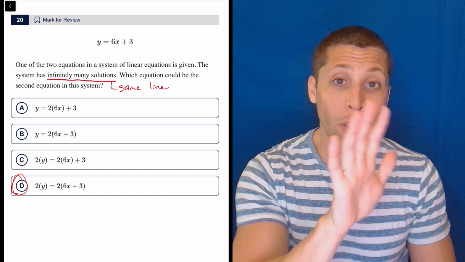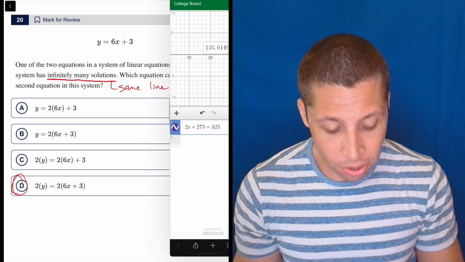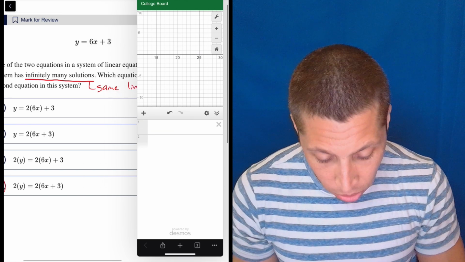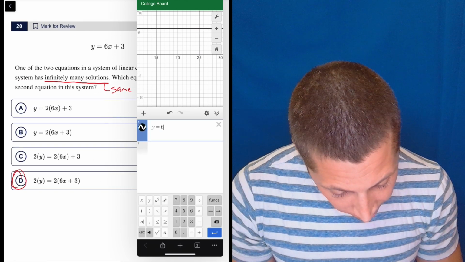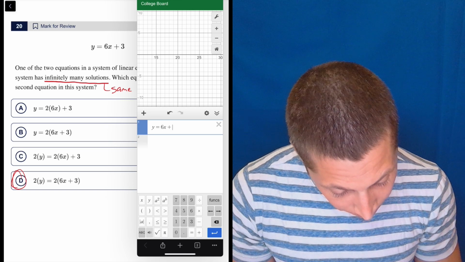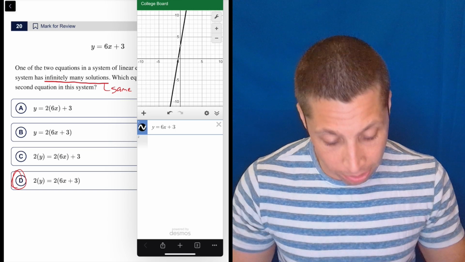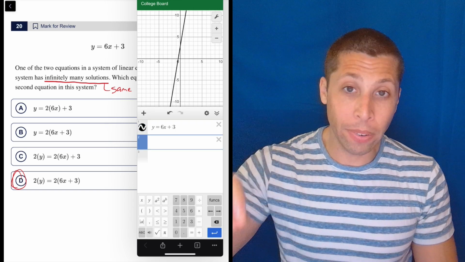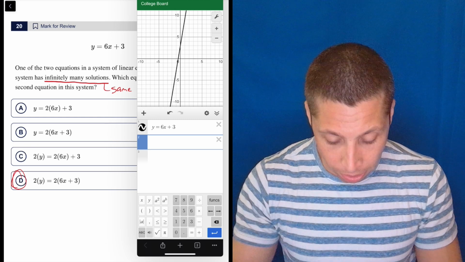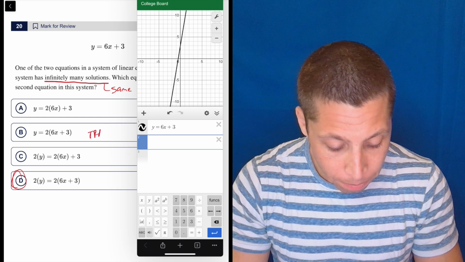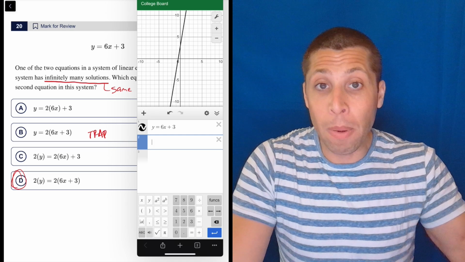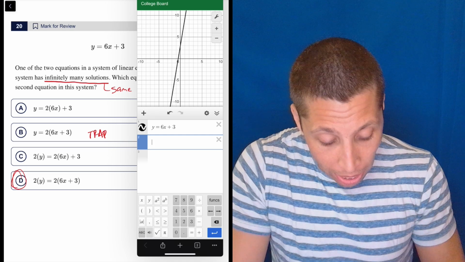But here's the thing. No matter what you thought the answer was, just test it, right? Go to Desmos, type in y equals 6x plus 3. You're going to get a very simple line. There it is. And then remember, we know infinitely many solutions means same line. So let's say many people, I think, are going to pick B. I think that's our trap. So let's say you thought it's B and you're like, there's no way I'm wrong. Okay, well, let's see, right?